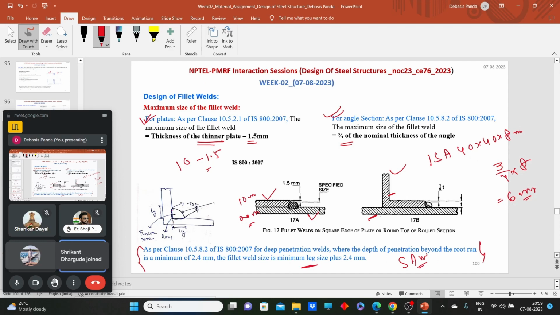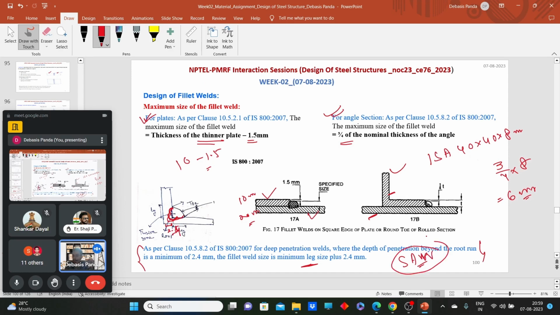That means in a deep penetrated weld, the root portion will be embedded here. So leg length plus 2.5, 2.4. Here SAW, submerged arc welding, is an example of a deep penetrated weld. When you encounter problems regarding submerged arc welding, you have to consider the size of weld equals the specific size of the weld or leg length plus 2.5, that 2.5 extra due to the deep penetration.